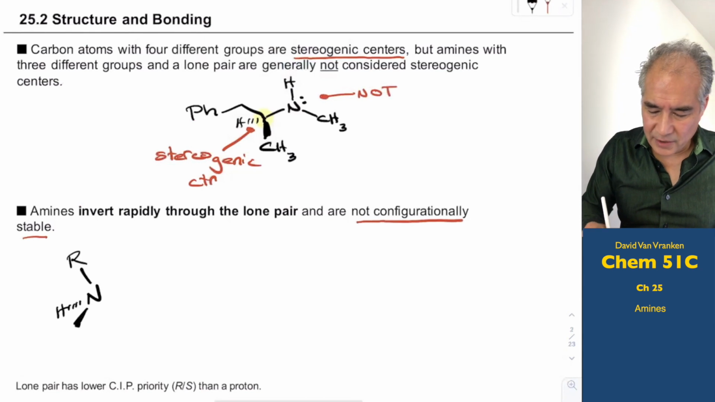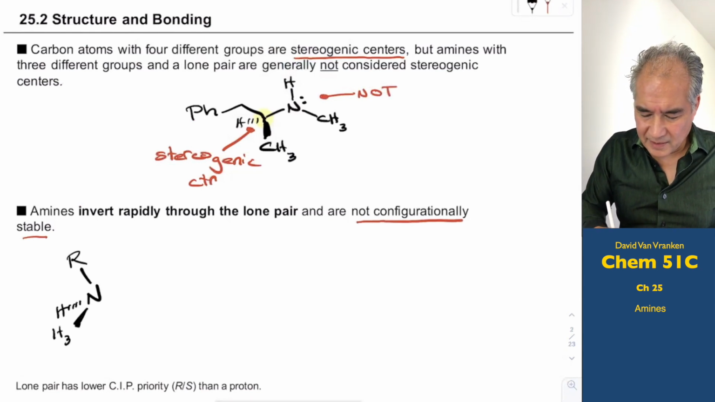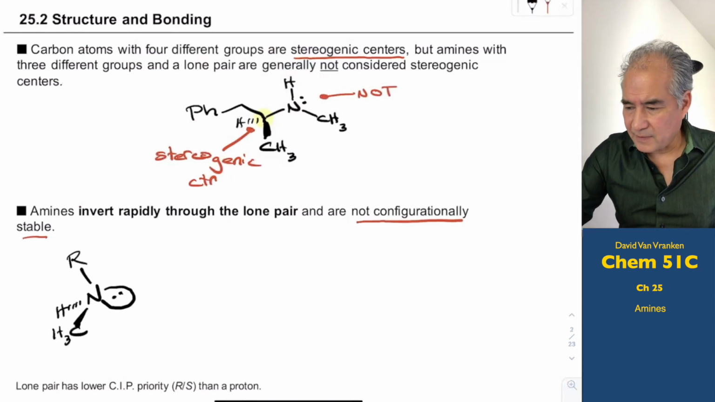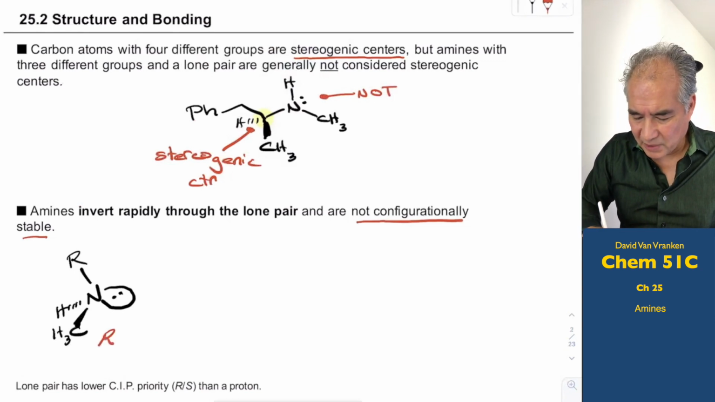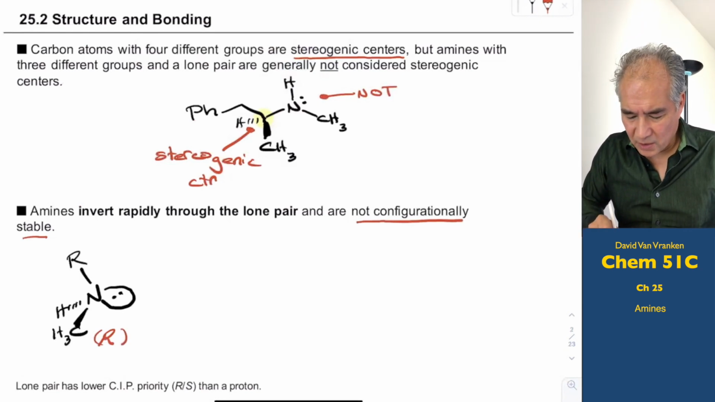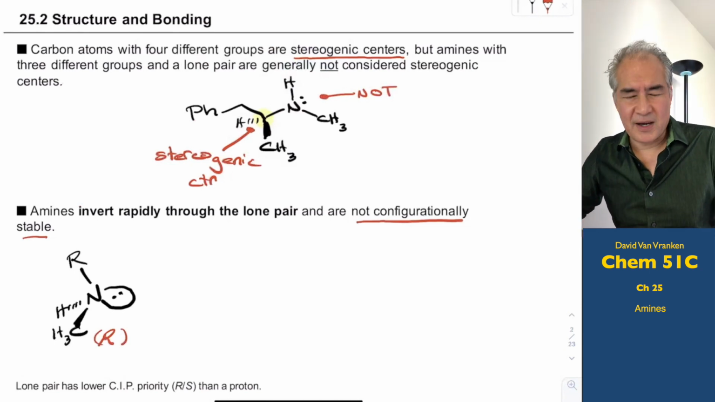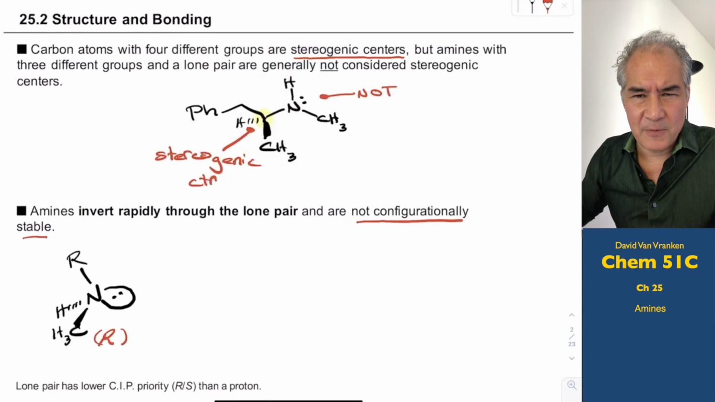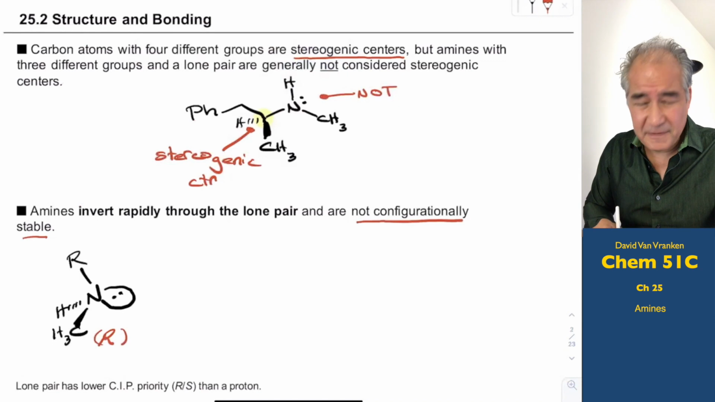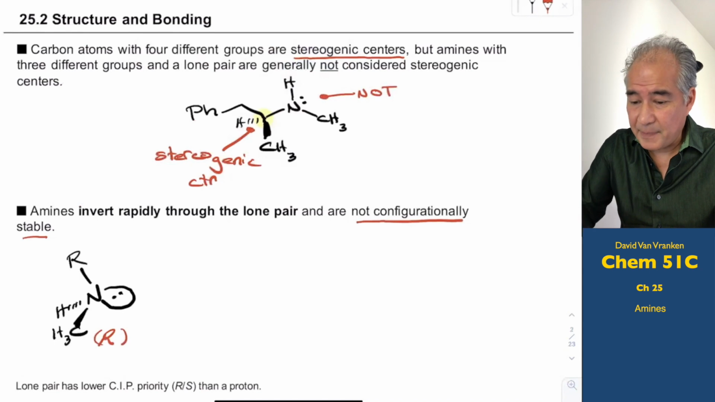And let's just imagine that R is something with a higher priority than a methyl group. So this amine right here, if I draw the lone pair, the lone pair right there, that one would have the R configuration according to Cahn-Ingold-Prelog nomenclature. The lone pair has a lower Cahn-Ingold-Prelog priority than a proton. It's got the lowest priority when you're trying to figure out R and S nomenclature. And amines very rapidly interconvert between R and S through that nitrogen atom. You can't stop it. It's fast. It's uncontrollably fast, even at room temperature.